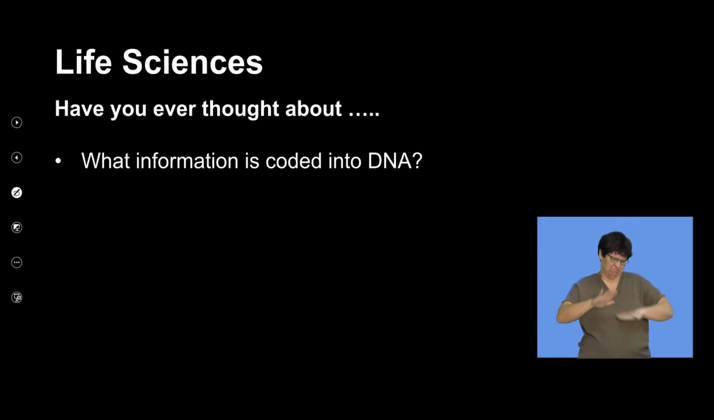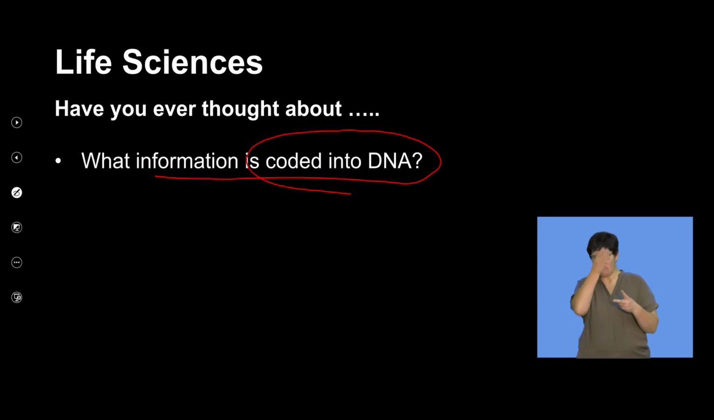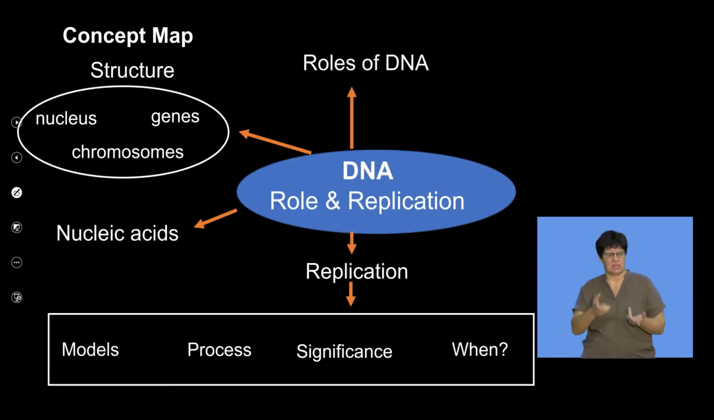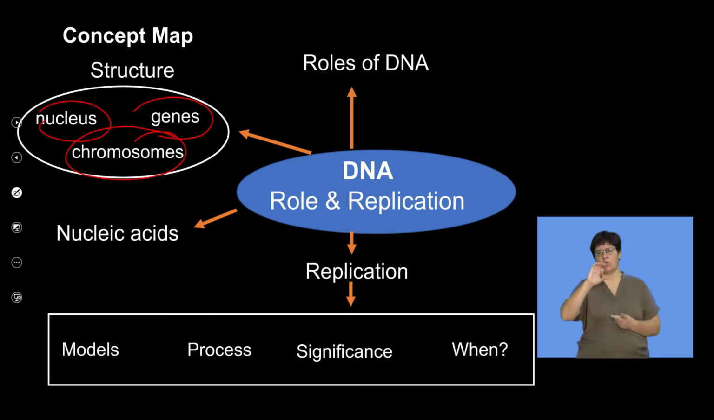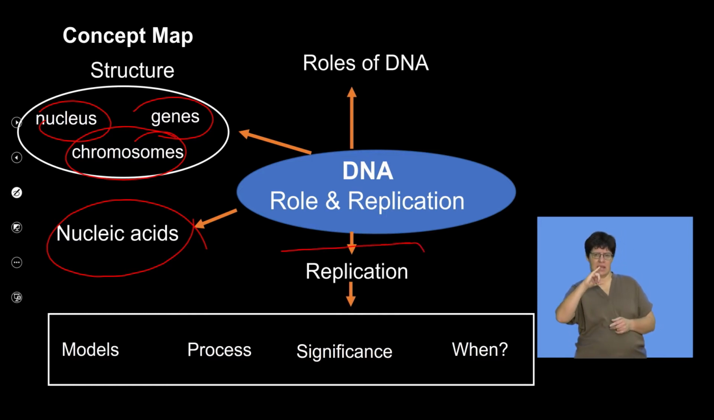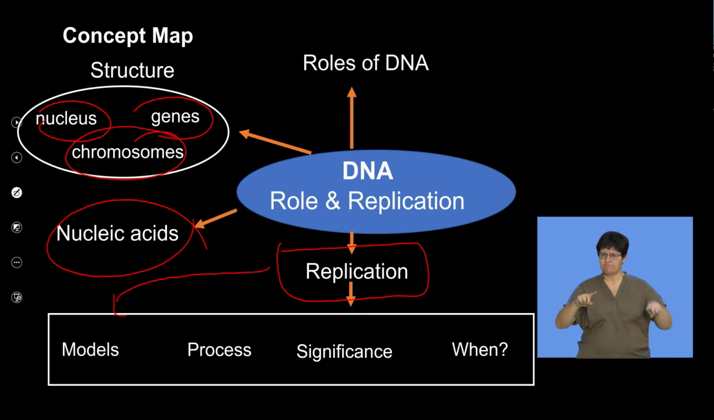I'm sure you've always had thoughts about DNA and what information it codes for. So we're going to spend some time trying to understand what the concept of a gene is today. We're going to focus on the nucleus, genes and chromosomes in this segment. As a recap, we're going to talk about nucleic acids. Most importantly today, we're going to look at this complex process of replication, and we're going to unpack the different models. More importantly is the process, its significance, and when it occurs.